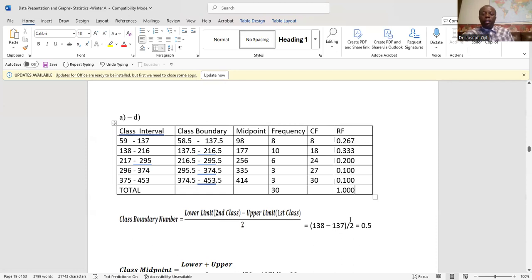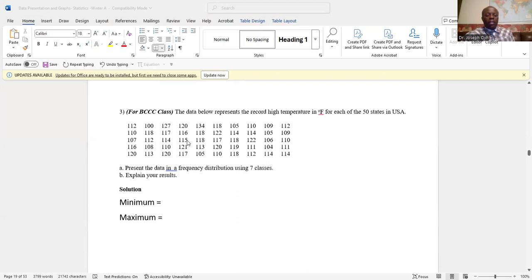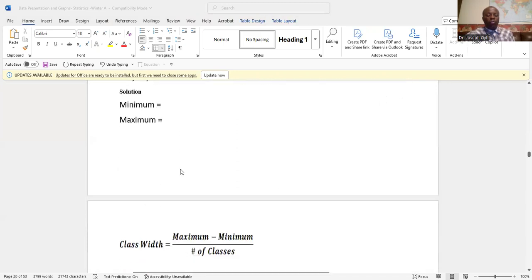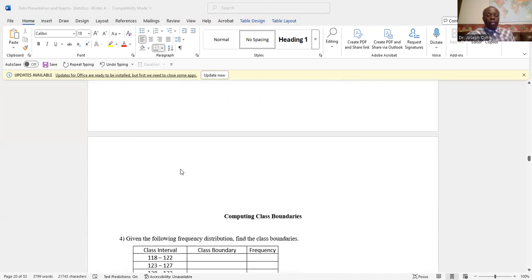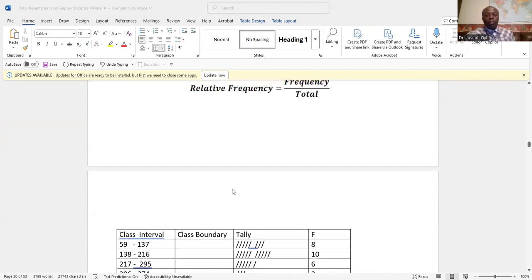Any query on this? Any question? So no question. This thing we just did, the rest of them you can try as a practice at home, just for your practice. Let me show you how you can do this with Excel. Just the frequency distribution with Excel.